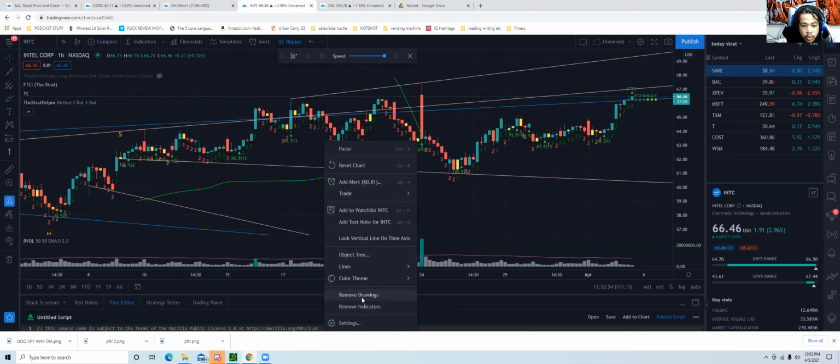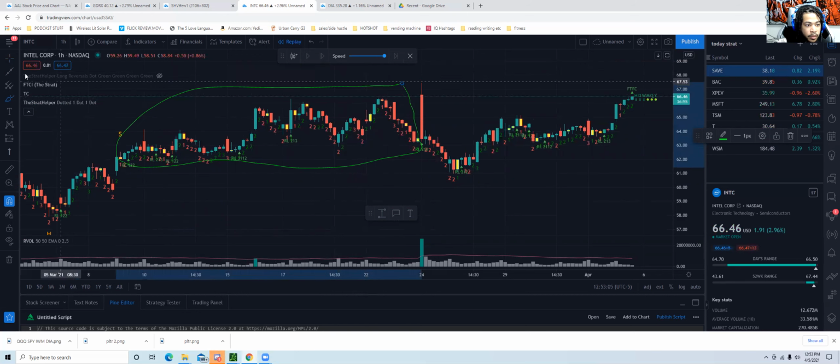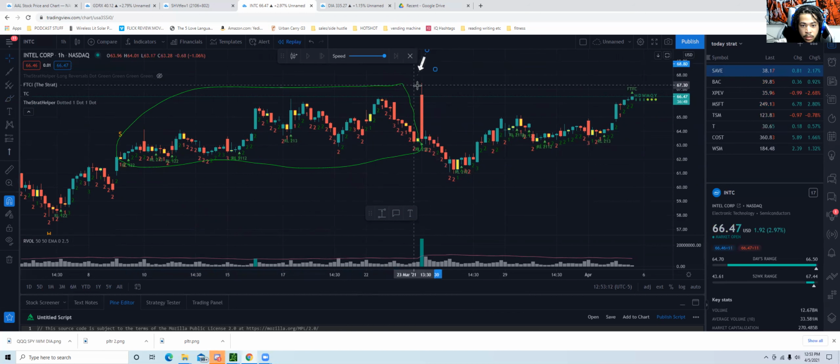Remove drawing. Dang. Oh well, I can just redraw it. Anyway, so from here all the way to here, this candlestick, I turn it, and this too. So from this candlestick to this candlestick is outside of all of this. And that's all the broadening formation is.